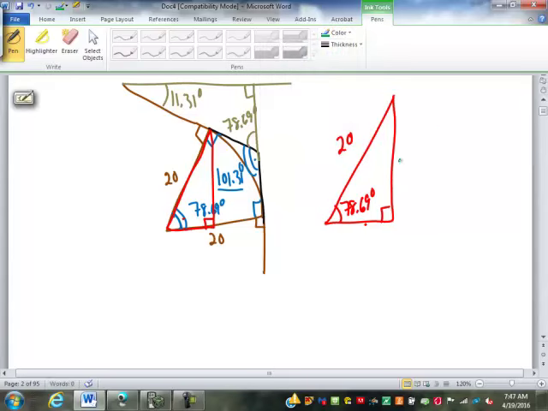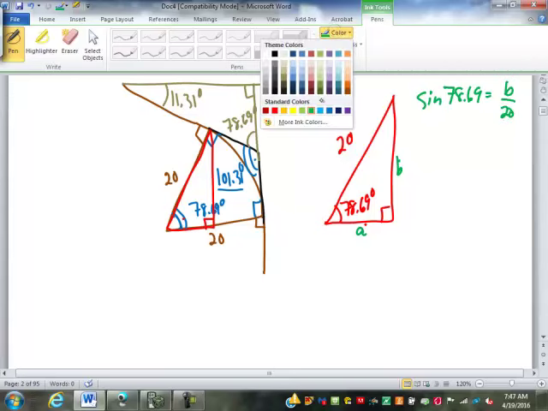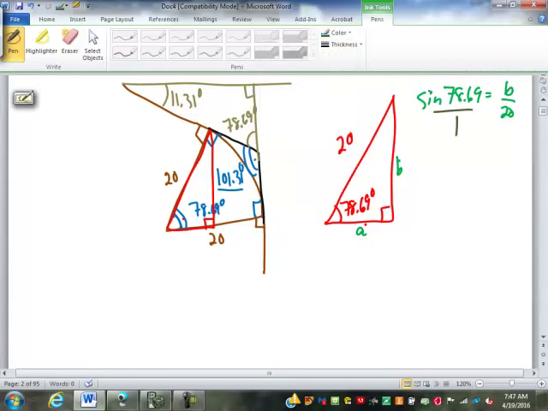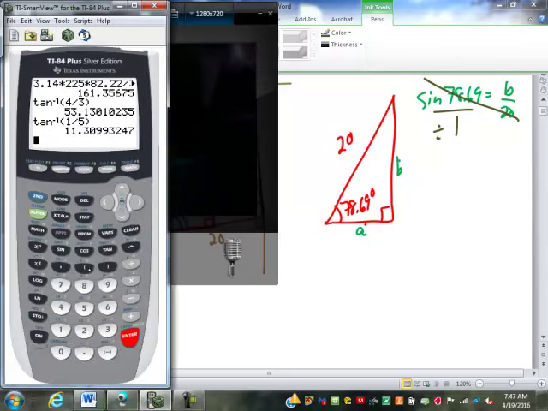This side over here, I'll call this A and this B. Sine of 78.69 equals B over 20. So I'll put this over 1 and I'll cross multiply and divide. So B is going to be found by taking 20 times the sine of 78.69, which is 19.606.